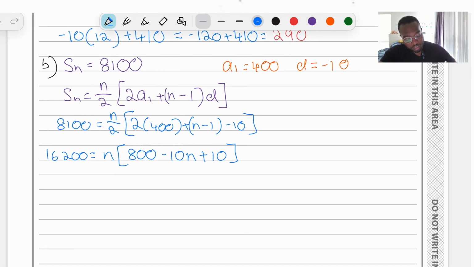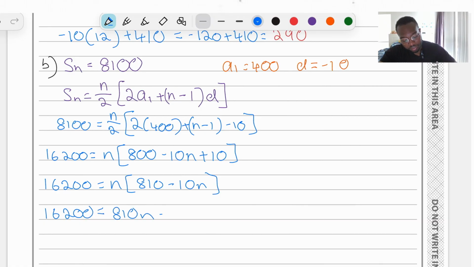Okay, and now we have 16,200, and that is equal to n, and let's just simplify this down a bit, so we get an 810 minus a 10n, and then that gives us 16,200 is equal to 810n minus 10n squared.